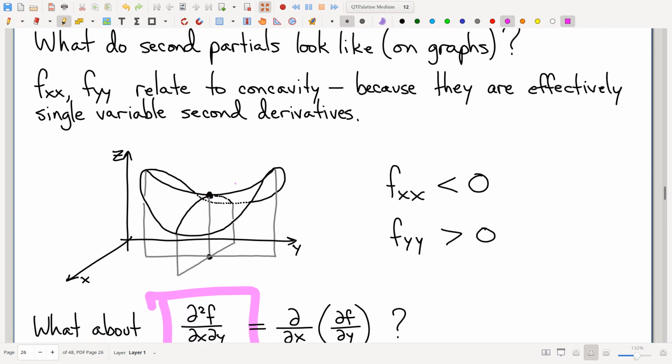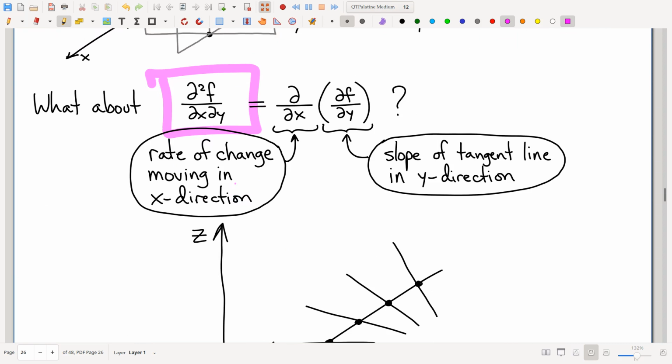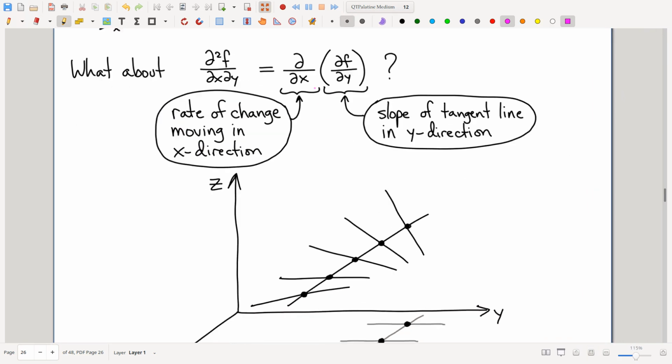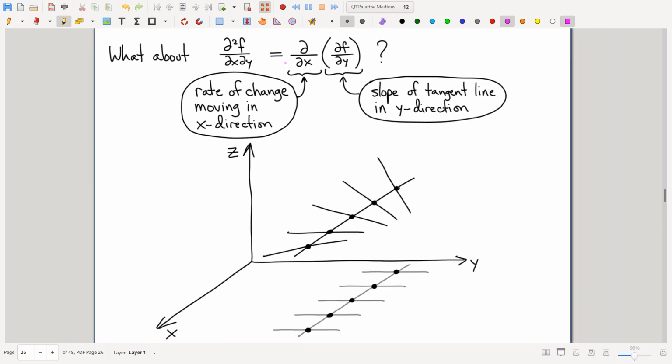Okay, here's where things get weird. If you want to do a mixed second partial, here we're looking at the x partial of the y partial. I cannot make a single variable argument like I did previously, because neither variable is constant for the whole calculation here. So I'm going to have to take a completely different point of view on this. And by the way, the picture is very hard to draw.